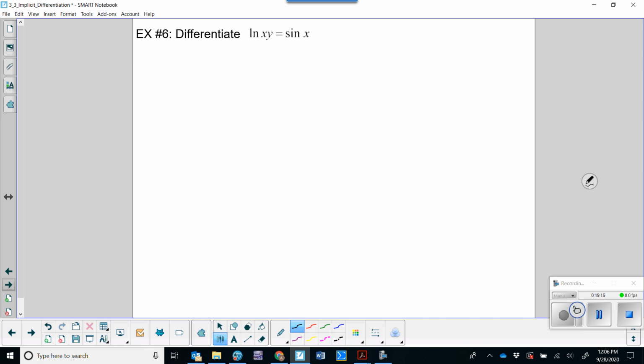Okay, so example 6, we need to differentiate this. So we have ln of xy equaling sine x. So again, we're doing the derivative with respect to x. So on the left, we have ln of xy. So that means the outside function is ln. So remember, I told you to memorize the formula for the derivative of ln as du over u.